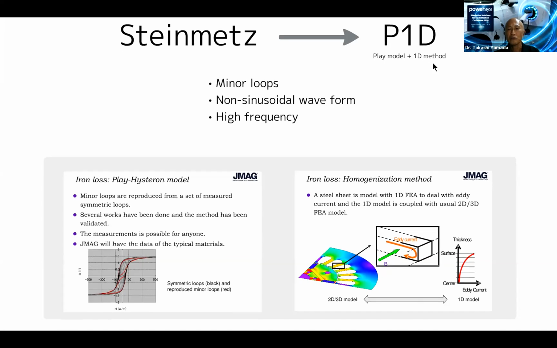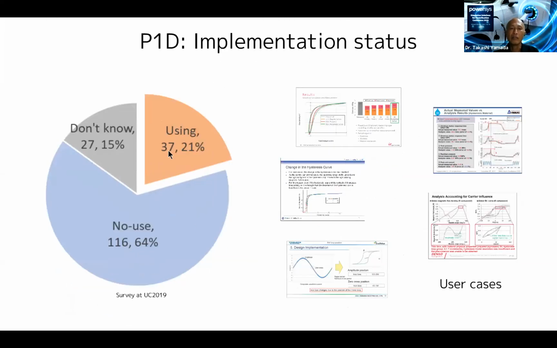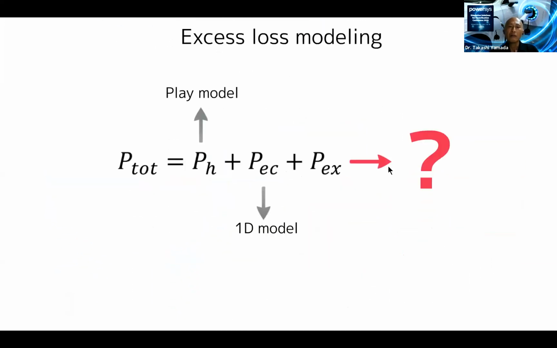And this is working. Not all, but many people started using this technique to improve the accuracy of their loss estimation. You can find many examples in our user conference proceedings. But of course, P1D is not perfect. Hysteresis loss is okay now with the pre-model, and eddy current is okay with the 1D model. But we still have a problem here: excess loss. This is a quite nasty problem. So how can we solve this? We are fighting with this problem today.